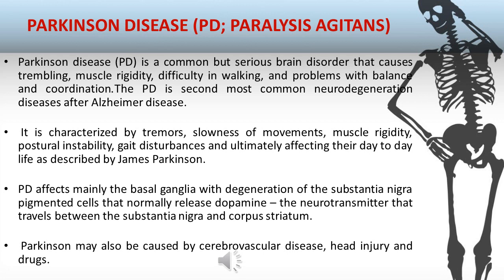Parkinson's disease affects mainly the basal ganglia, with the degeneration of substantia nigra pigmented cells that normally release dopamine, the neurotransmitter that travels between the substantia nigra and corpus striatum, which enables muscle to make smooth controlled movement. Parkinsonism may also be caused by cerebrovascular disease, head injury, and drugs that are dopamine receptor blockers like phenothiazine.